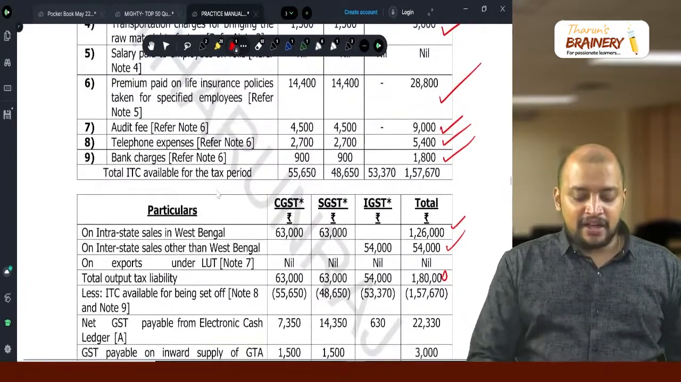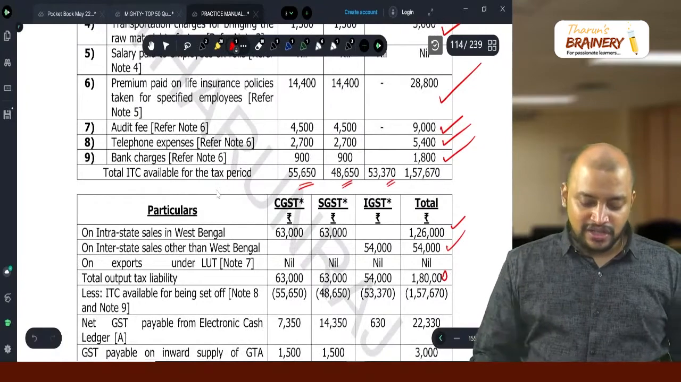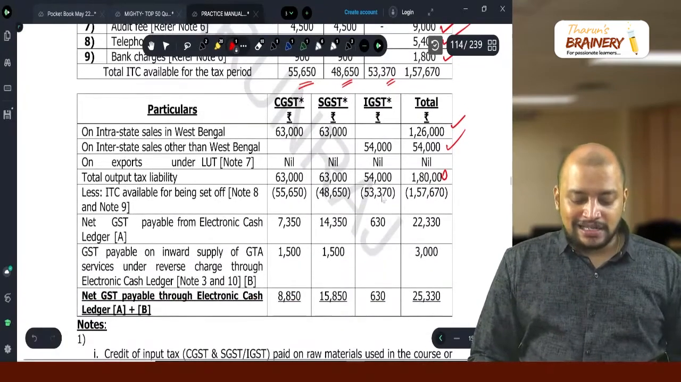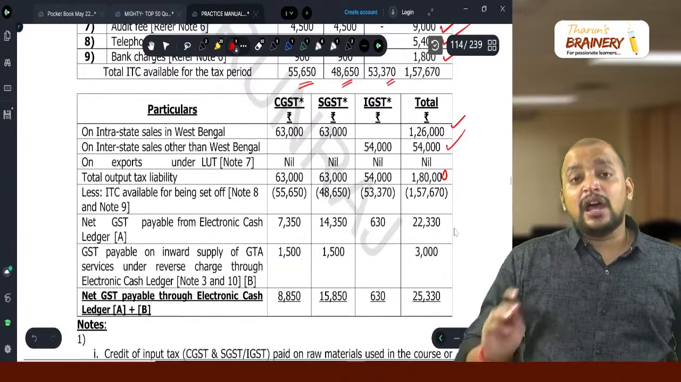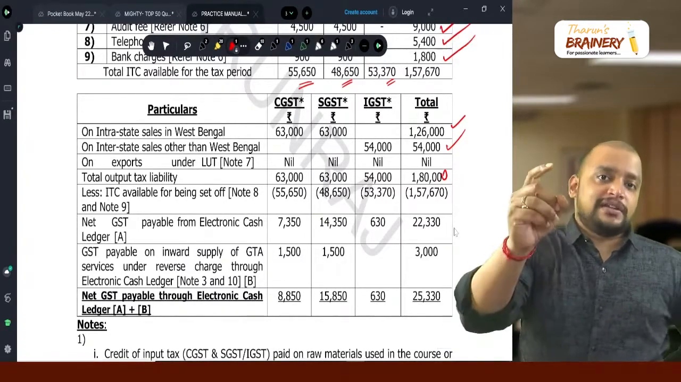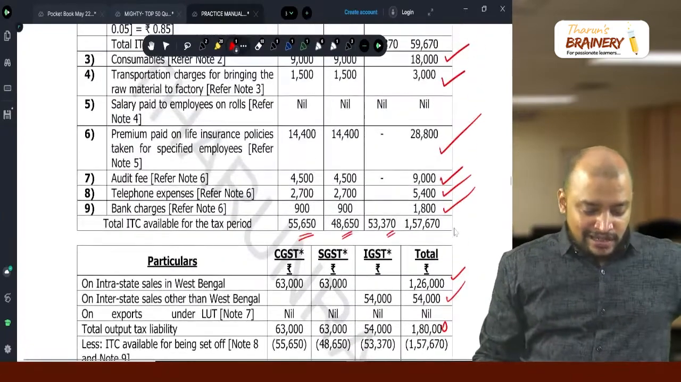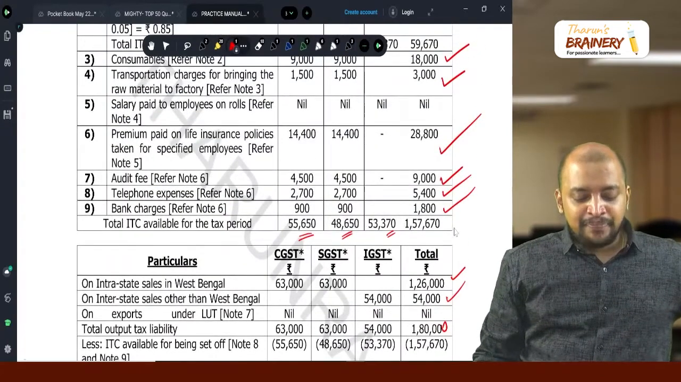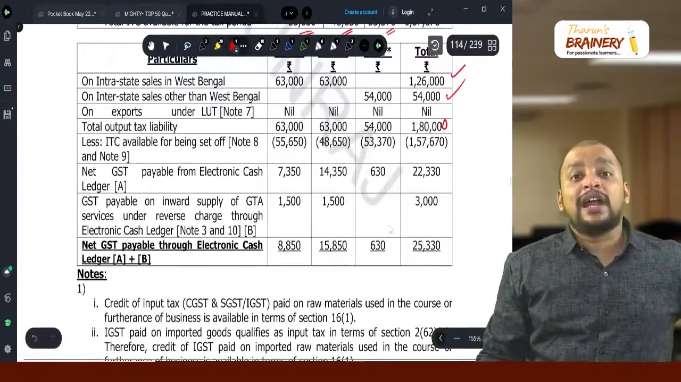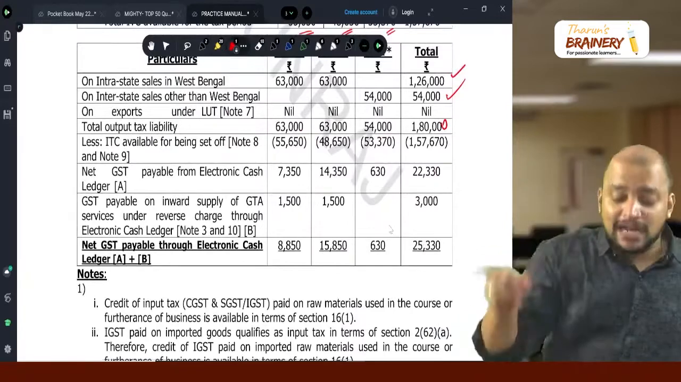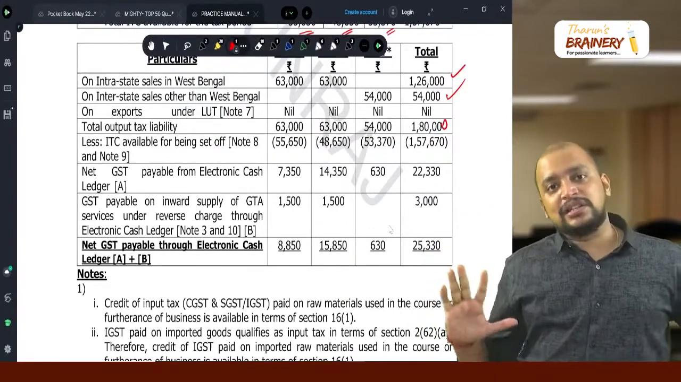ITC already we have 55,650, 48,650, 53,370. That will be adjusted. So then the net liability we have. And RCM liability we need to add, don't forget. So we have an RCM liability now that we need to add. What is that RCM liability? Here transportation charges is RCM liability, 1,500 and 1,500 we need to add. After output liability minus input tax credit, then we need to add RCM liability, that is the net GST payable.